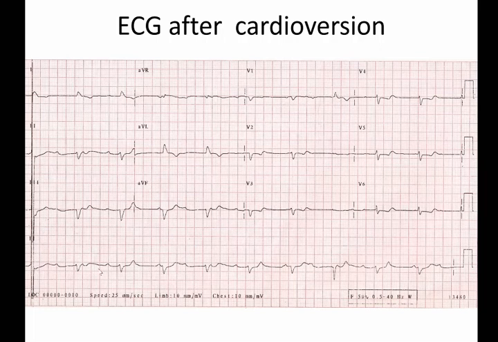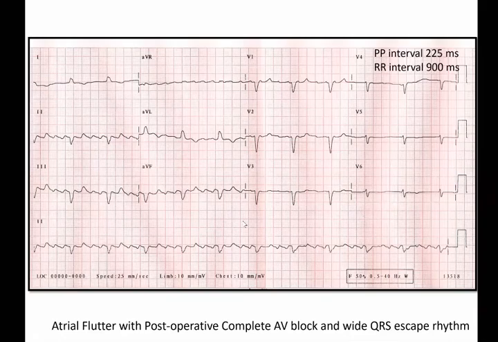The QRS morphology remains the same, and you see that the atrial rate is now sinus, around 100 beats per minute, and there is no association between the P waves and the QRS complexes. So this is sinus rhythm with complete AV block with wide QRS escape rhythm. So this previous ECG was atrial flutter with post-operative complete AV block and wide QRS escape rhythm, and AV dissociation wherein the atrial activation is by the atrial flutter and ventricular activation was by the ventricular escape rhythm.